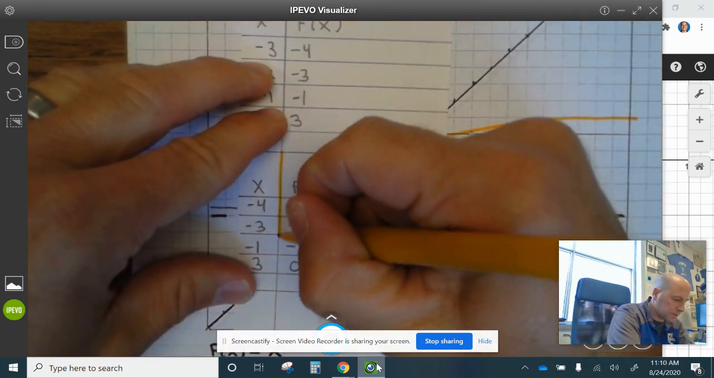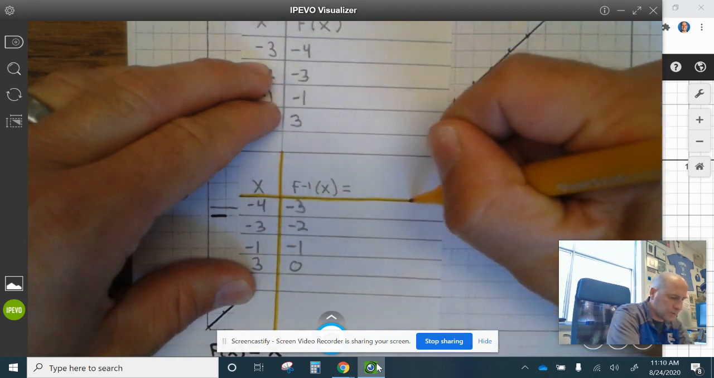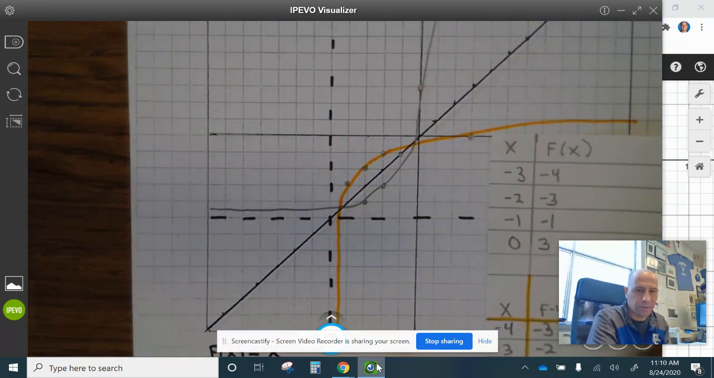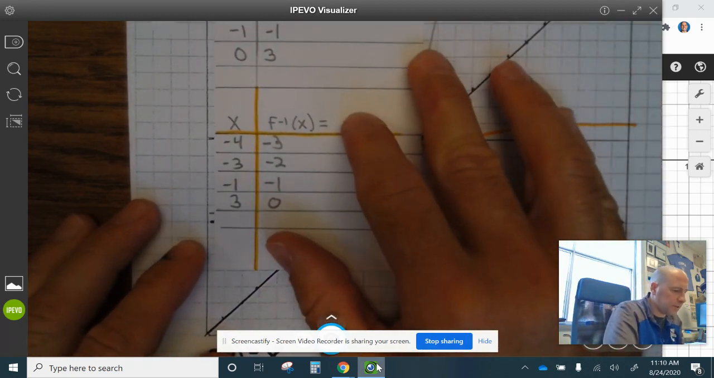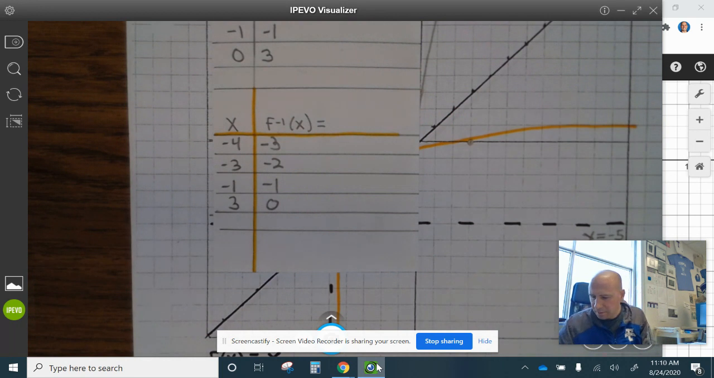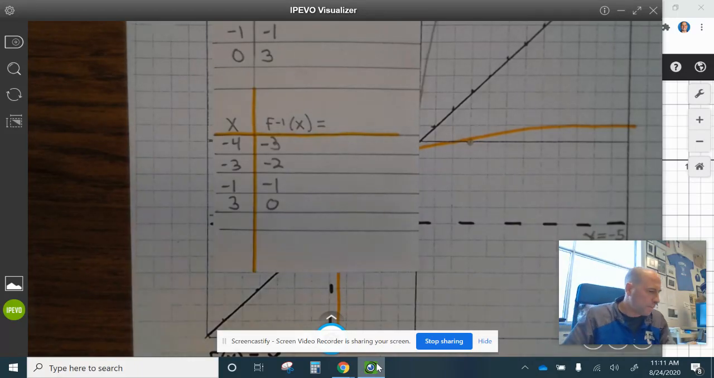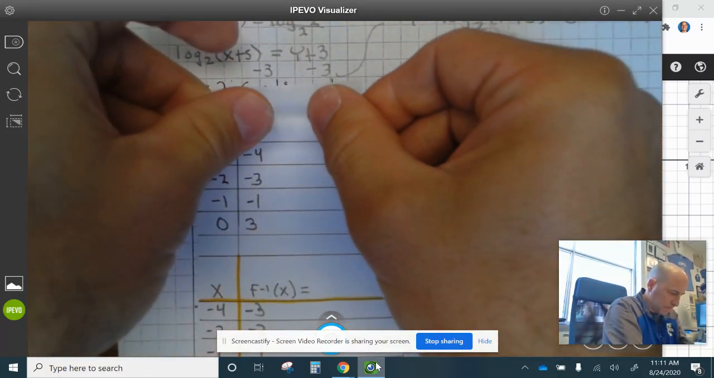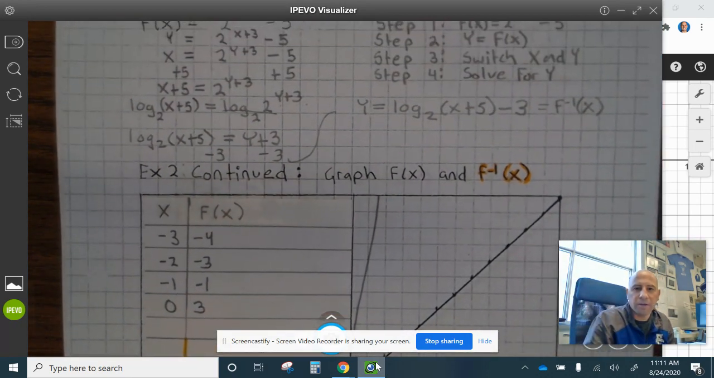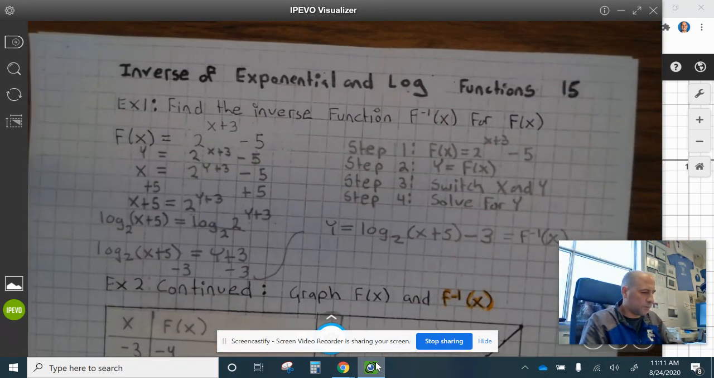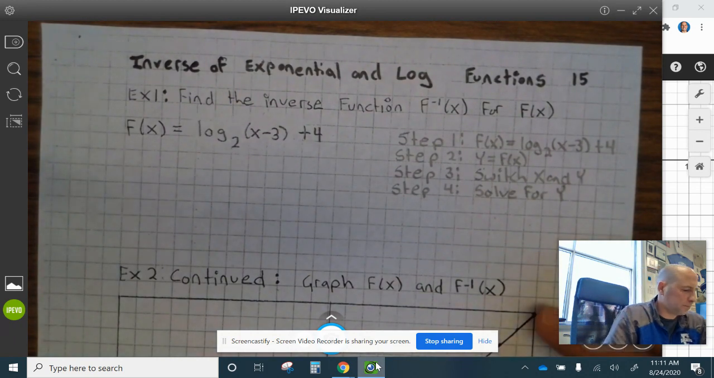Oh, almost forgot. All right, so go ahead and finish up that. And I'm going to go ahead and tape this to here. If I can find my tape. Ah, tape's right here. Yay. Okay. All right, let's go ahead and move on to the next page.